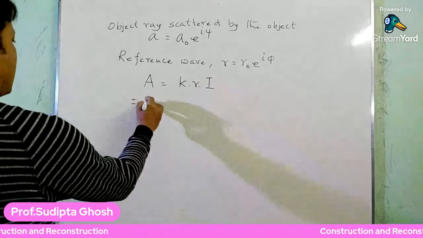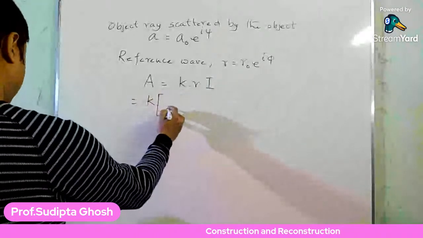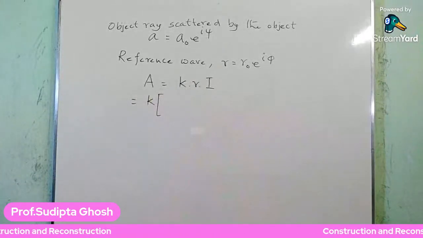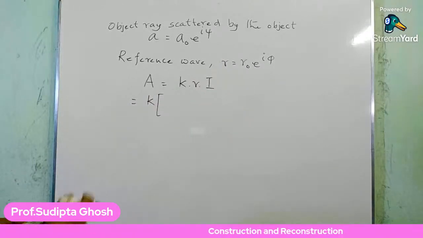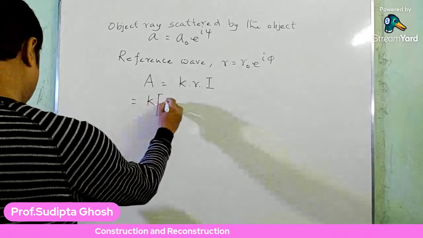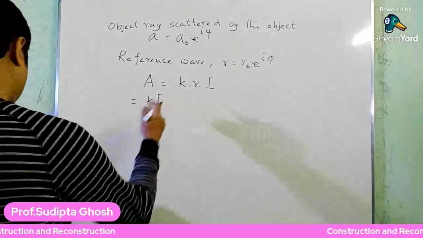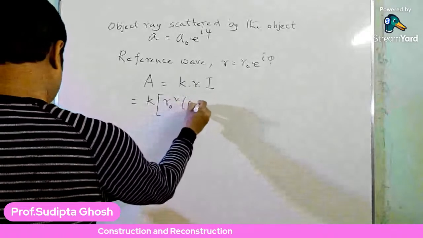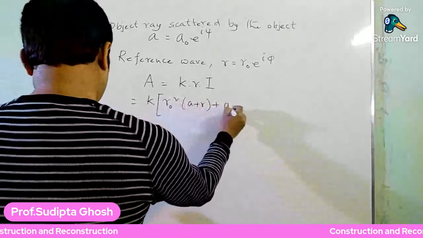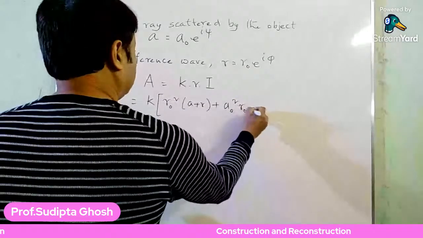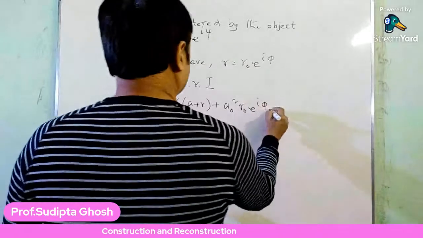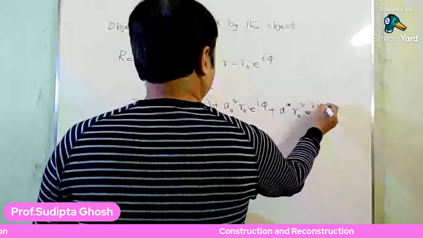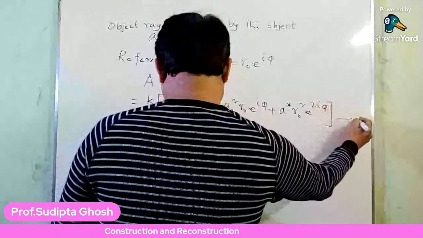So putting the value of R, and I is given in equation number 1, which I just wiped out, the product R into I will be R0 square into A plus R plus A0 square R0 e to the power i phi plus A star R0 square e to the power twice i phi. It is equation number 2.